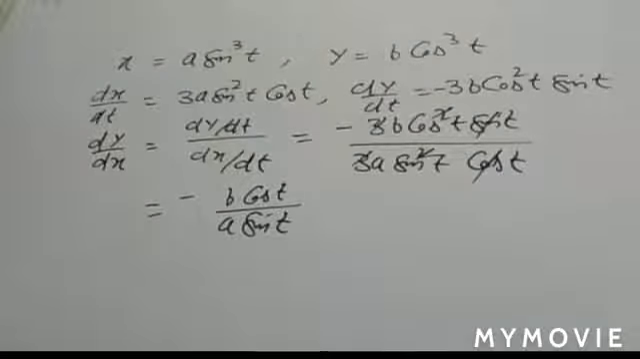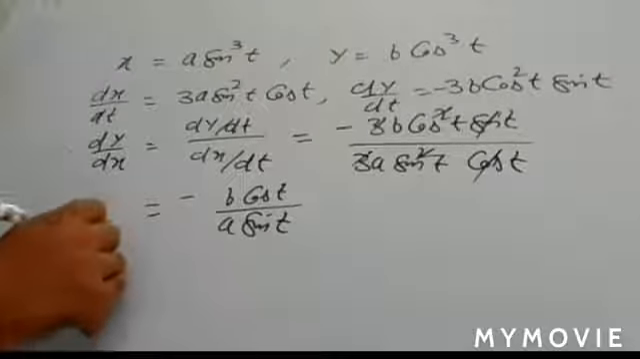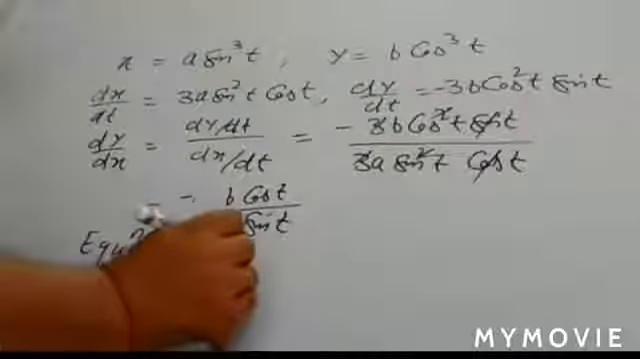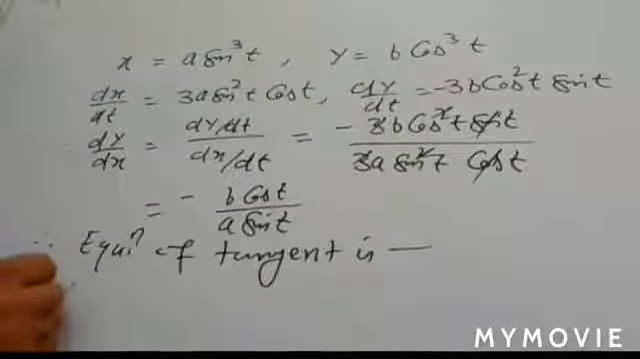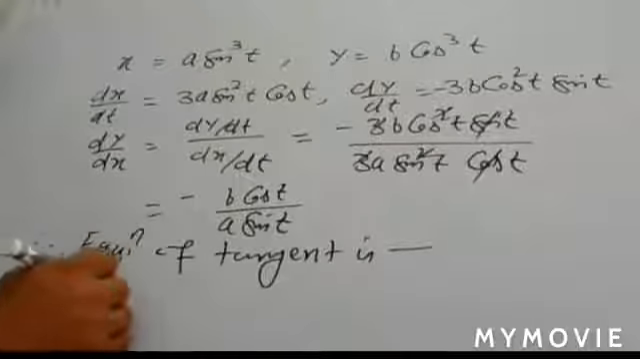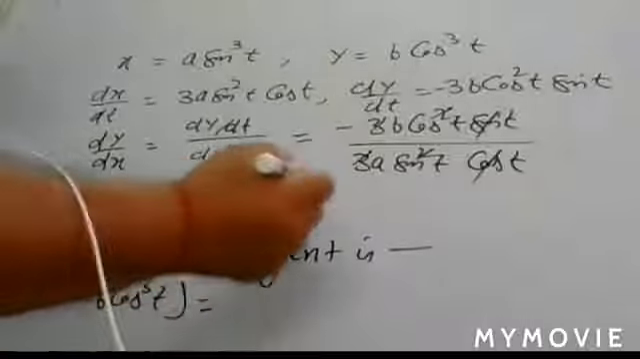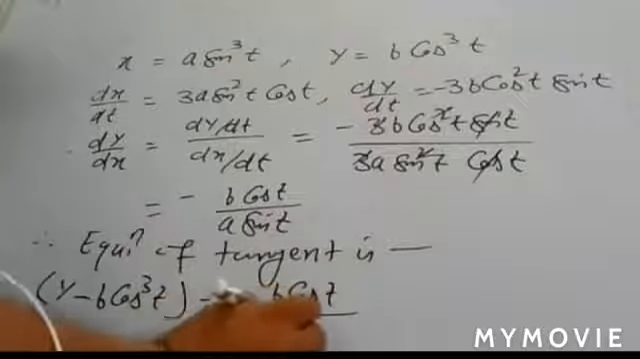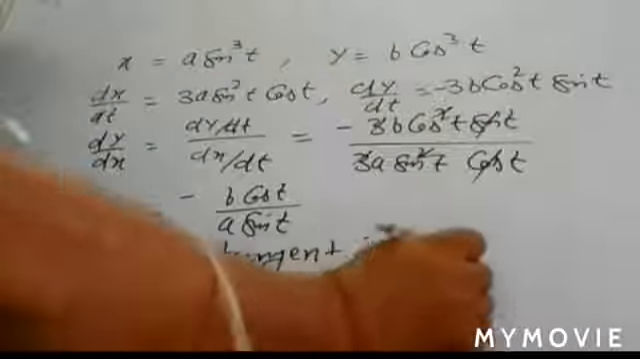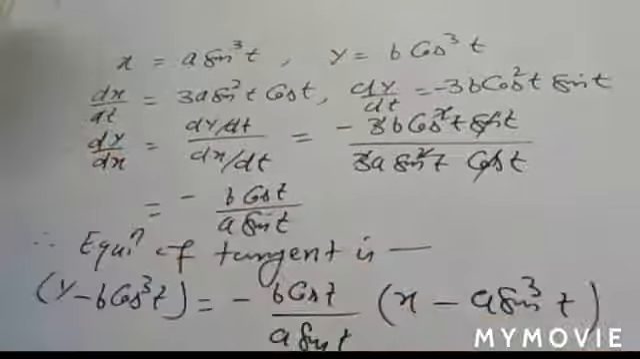Now you find the equation of tangent. The equation of tangent is y minus y1, where the value of y1 is b cos cube t, equal to the slope of tangent, so you write minus b cos t upon a sin t into x minus x1, where x1 is a sin cube t.